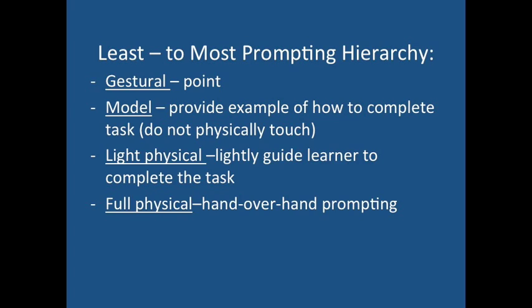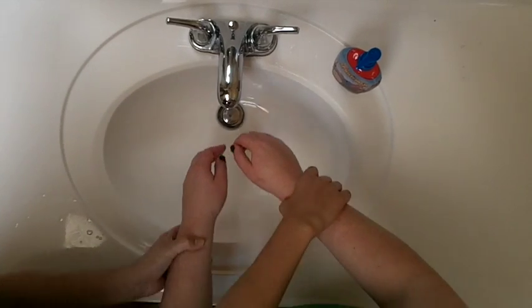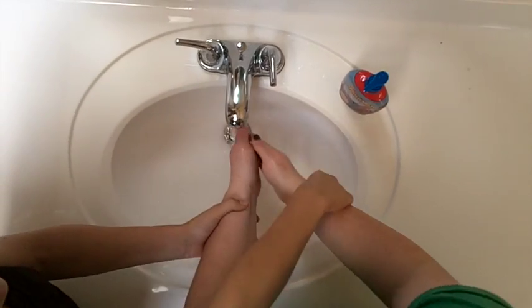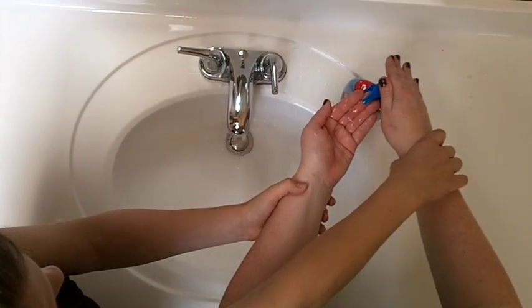The last prompt in the sequence is a full physical prompt. This is also known as hand-over-hand prompting. When using this prompt, the staff will physically put their hands on the student's hands and guide them to physically complete the task using no more than equal and opposite pressure. In this example, the staff is using hand-over-hand prompting to help the learner complete the first few steps of hand washing.